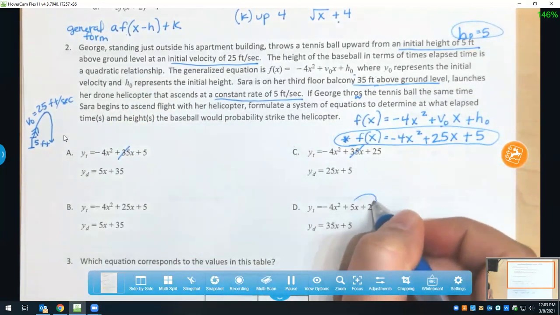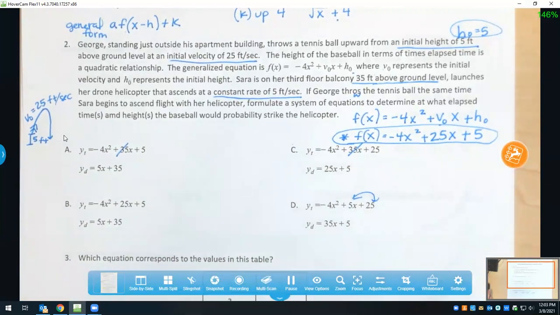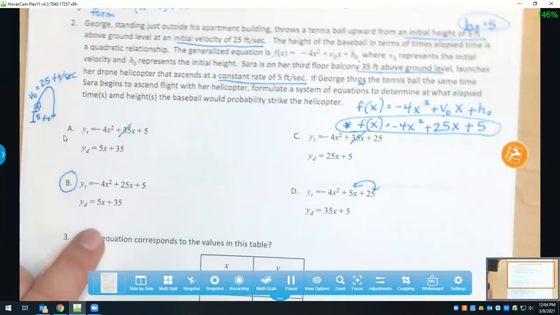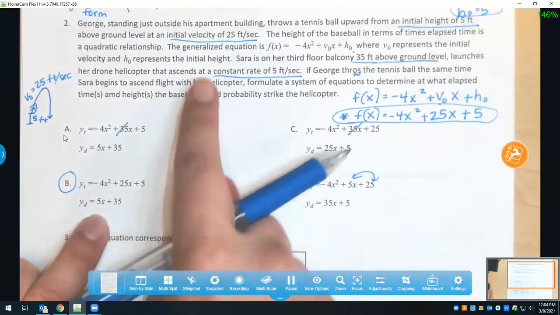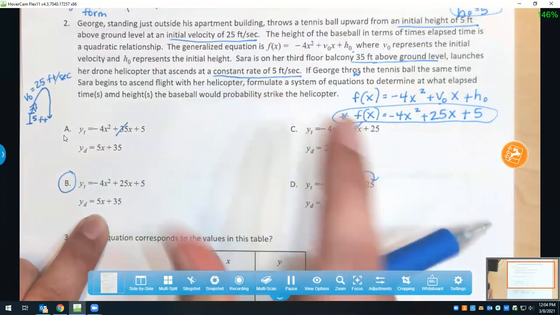And then these two are switched. Our height and our velocity are messed up here. So process of elimination, B. But let's just say that it wasn't that close. I just wanted to mention real quick about the second relationship.